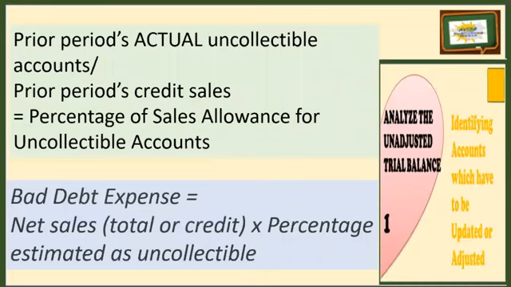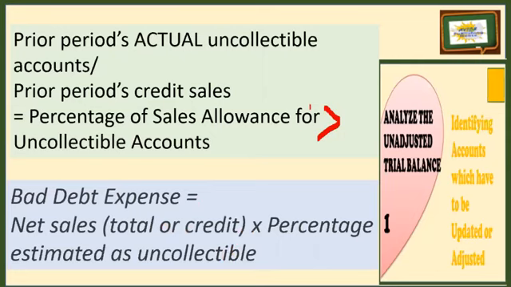So the formula here is to determine the prior period's actual uncollectible accounts over the prior period's credit sales. So you get the percentage of sales allowance for uncollectible accounts. The bad debts expense will be computed as net sales, total or credit, times the percentage estimated as uncollectible. So this is the percentage taken, and then it should be applied on the net sales, either total sales, including cash sales, or credit sales.